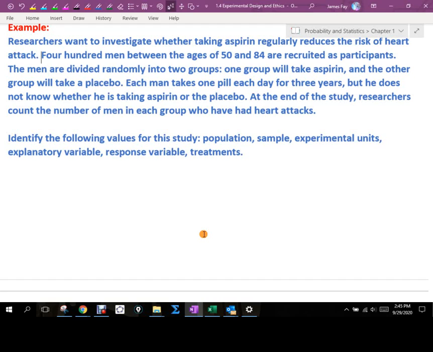All right, so we've got an example here. It says researchers want to investigate whether taking aspirin regularly reduces the risk of heart attack. 400 men between the ages of 50 and 84 are recruited as participants. The men are divided randomly into two groups. One group will take aspirin. The other group will take a placebo, a water pill or sugar pill, that kind of thing. Each man takes one pill each day for 3 years, but he does not know whether he is taking aspirin or the placebo. At the end of the study, researchers count the number of men in each group who have had heart attacks.